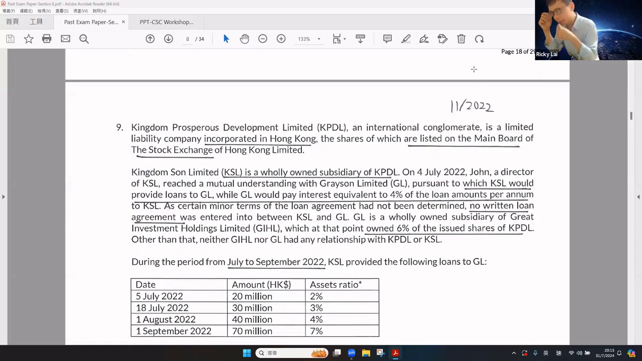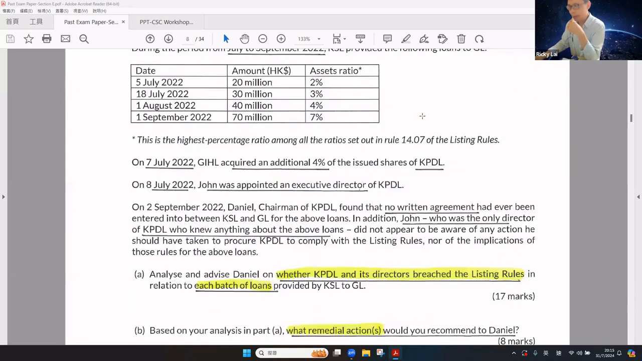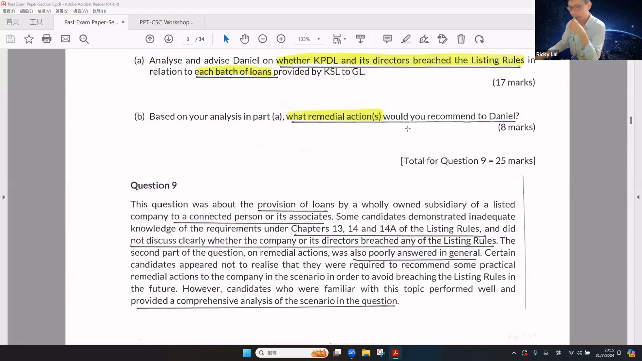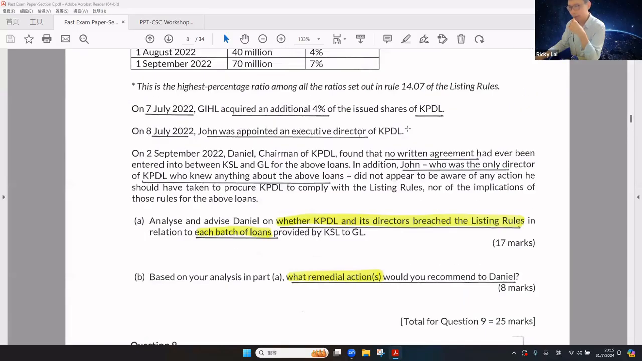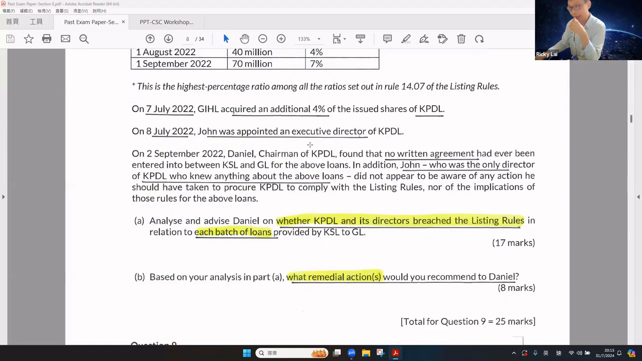Now, let's take a look at the exam paper, 2022 November. Okay, this question asks you about, again, a question on the provision of loans to others. What does the listing rule comprise, including chapter 13, 14, and 14A, for example. Okay, loan transactions are very common for the listed company, so you should have very good ideas on that.